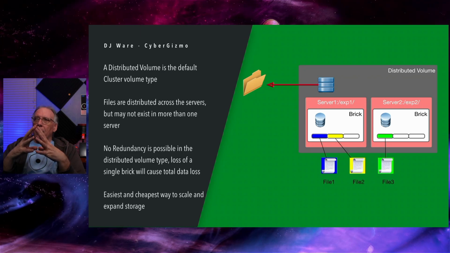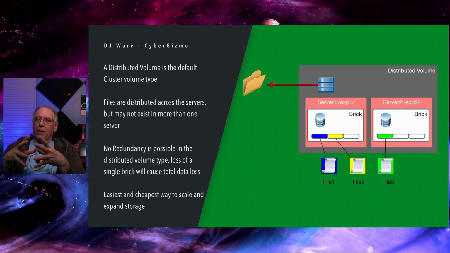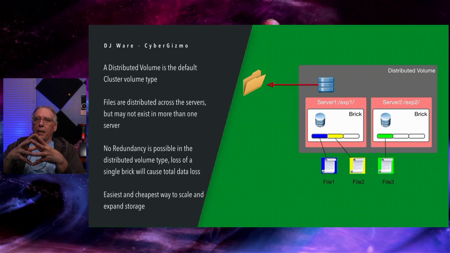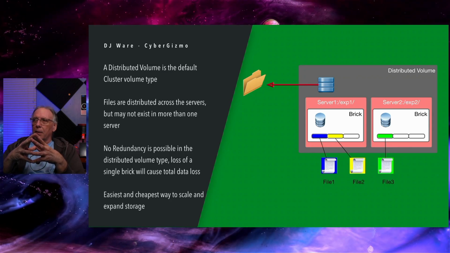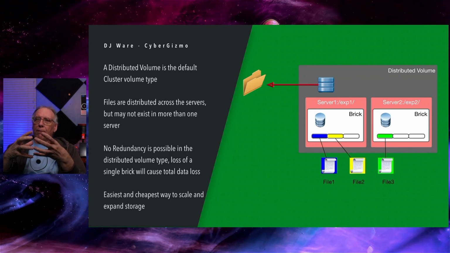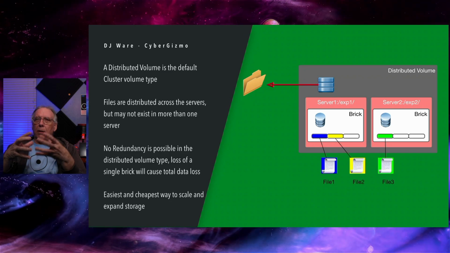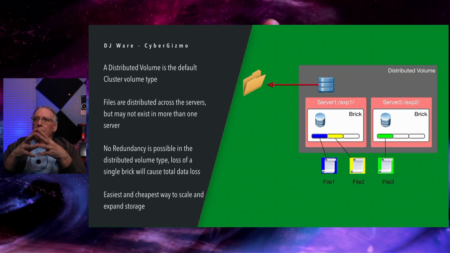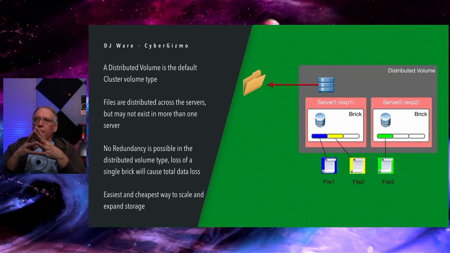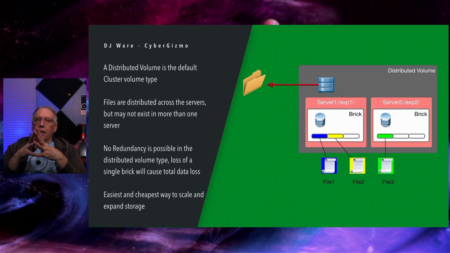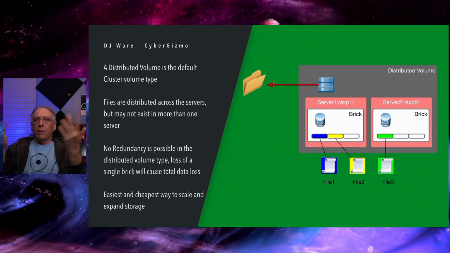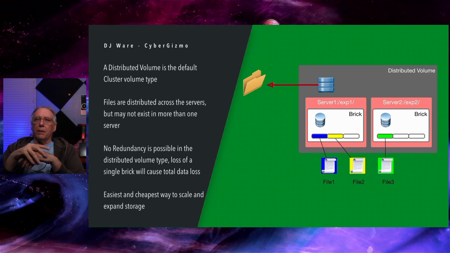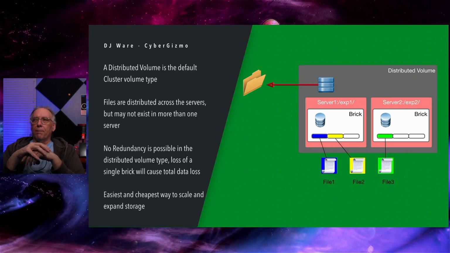There is a number of volume types that you can deploy in a Gluster network. So this is how you configure a Gluster to a specific purpose that you have in mind for your storage pool. So the first one is a distributed volume, and that is the default cluster type that is configured. So if you don't give it any parameters other than the servers, you're going to get a distributed volume.